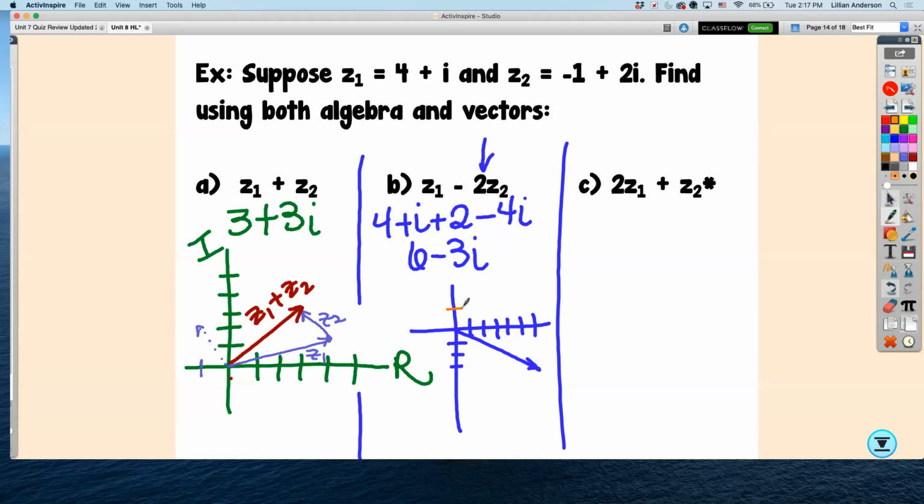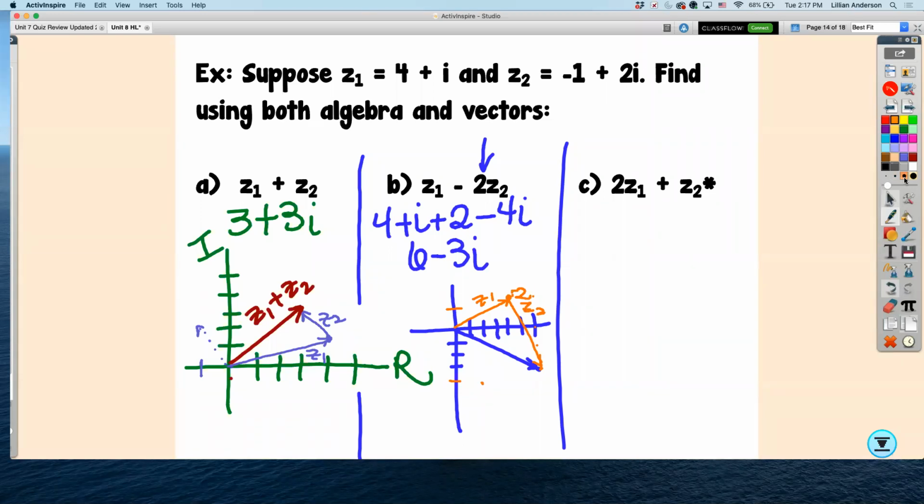So I have 4 plus i. Here's Z1. Then I have technically 2 minus 4i. So 2 minus 4i would essentially put me here. But I can go from the end and I can go over 2, down 4, and that puts me right there. And that is negative 2 Z2. The little triangular method.